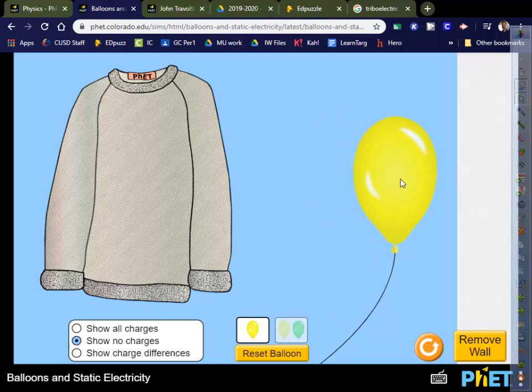Nothing happens. I'll move the balloon closer. Nothing happens. I'll move the balloon over here. Nothing happens. Okay? What you might notice, now do the same thing. I want you to tell me what happened to the charges.